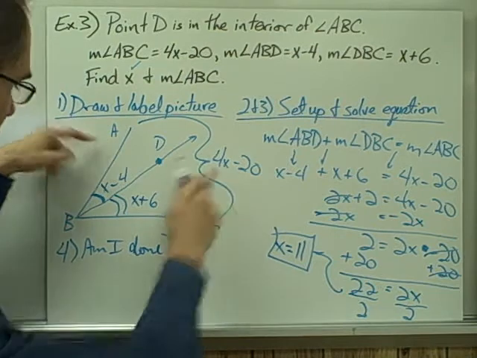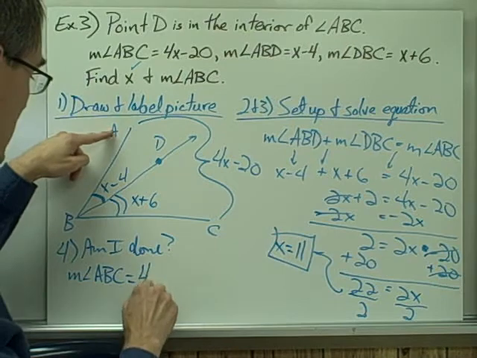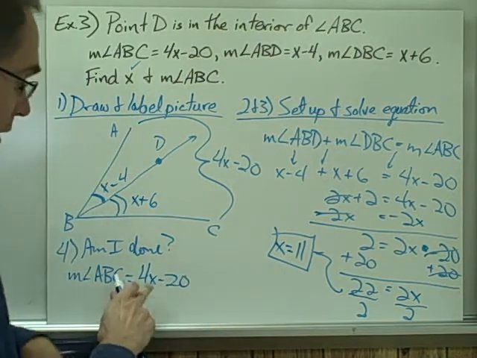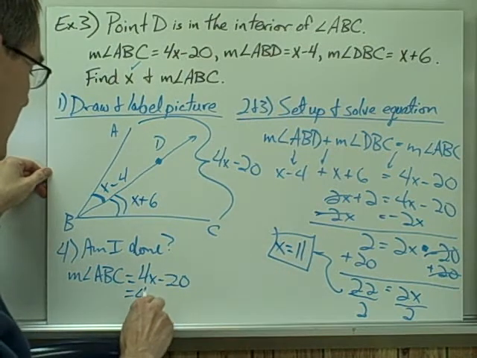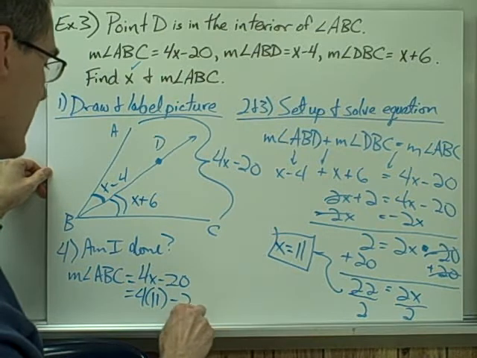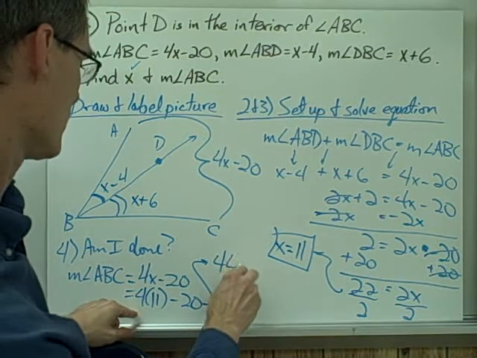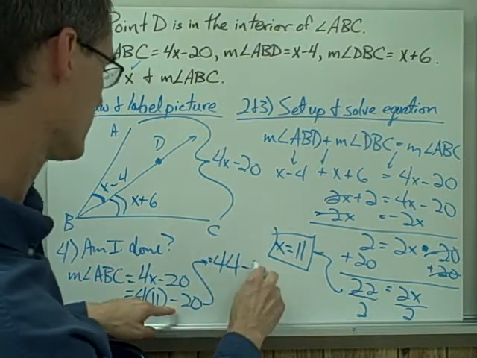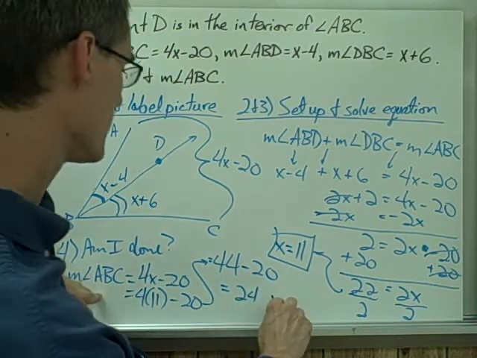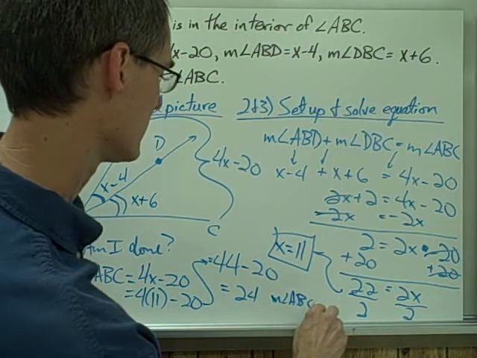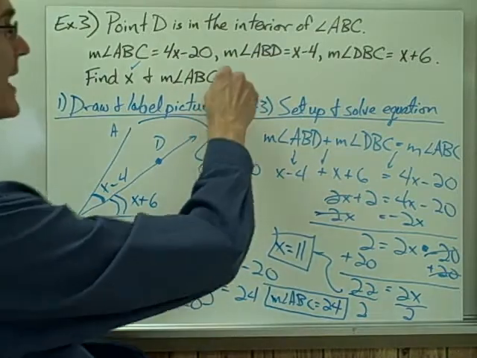So let's see. ABC, that's this expression right here. So the measure of angle ABC is 4x minus 20. Well, I know what x is because I just found it right here. So I can just substitute 11 in for x. So that gives me 4 times 11 minus 20. 4 times 11 is 44. Minus 20. That's going to give me 24. So the measure of angle ABC is 24. And now I'm done.